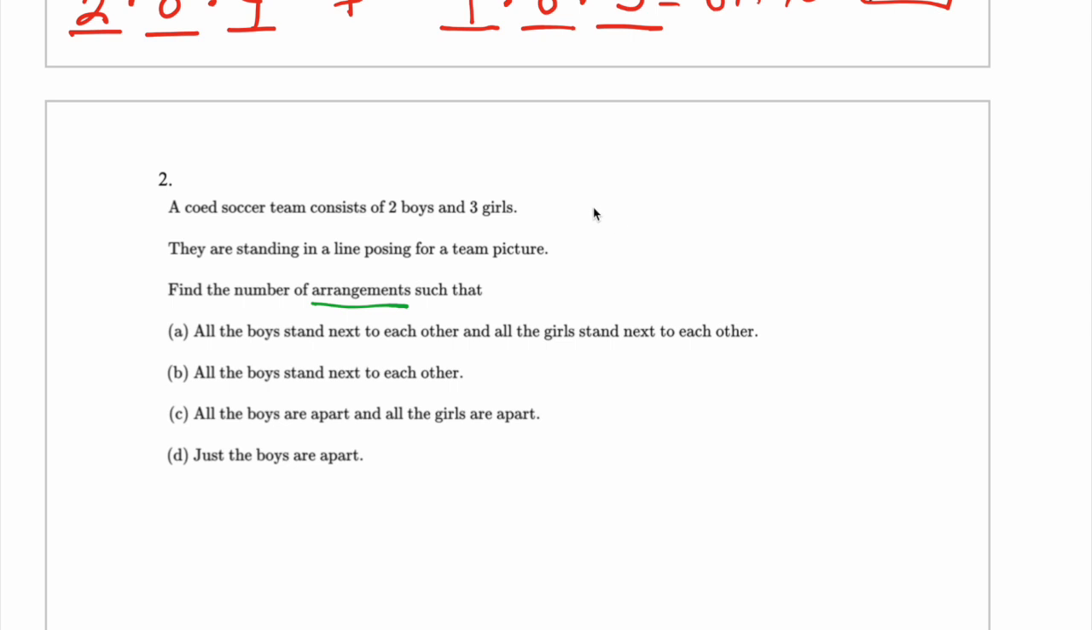So if you think about it, all the boys could be on the left and the girls on the right, or the other way around. So when you do the number of possibilities, you're going to have it times 2, because you can always rearrange them.